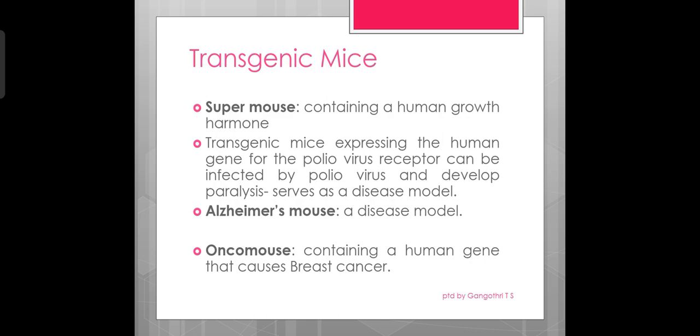Oncomouse. The oncomouse is a strain of transgenic mouse containing a human gene that causes breast cancer. Okay, it is made by inserting activated oncogenes. This enables the researchers to study clearly the development of cancer.